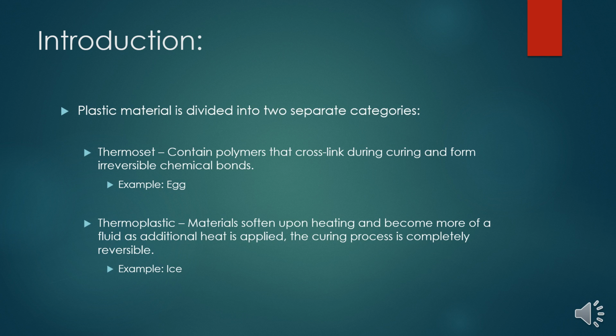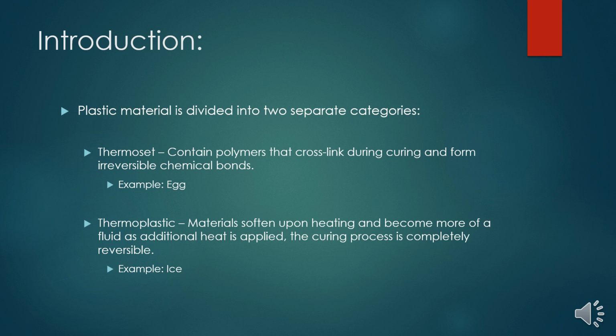Plastic material is divided into two separate categories when heated: thermosets and thermoplastics. Thermosets contain polymers that cross-link during curing and form irreversible chemical bonds. Thermosets cannot be recycled. A good example of thermosetting material is an egg. If the egg is cooked, there is no way to return the egg to its original composition.